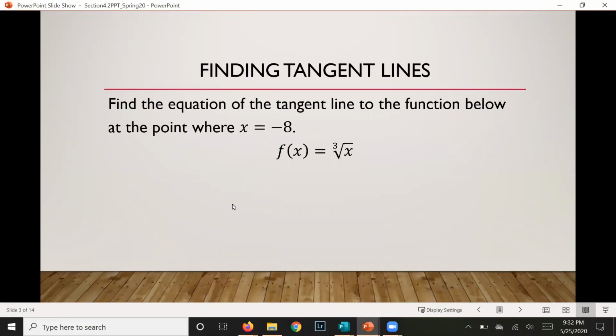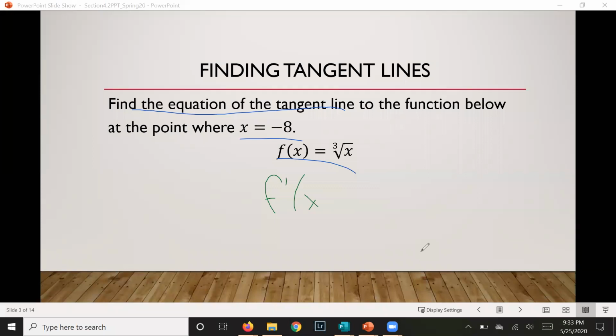Okay, so first thing we're asked to do here is we're given this function f of x equals cubed root of x, and they want us to find the equation of the tangent line at the point x equals -8. Now, if you recall, when we first started studying concepts of calculus, finding tangent lines or equations of tangent lines was kind of our motivation. So recall how we do this is we first start by taking the derivative of our function here.